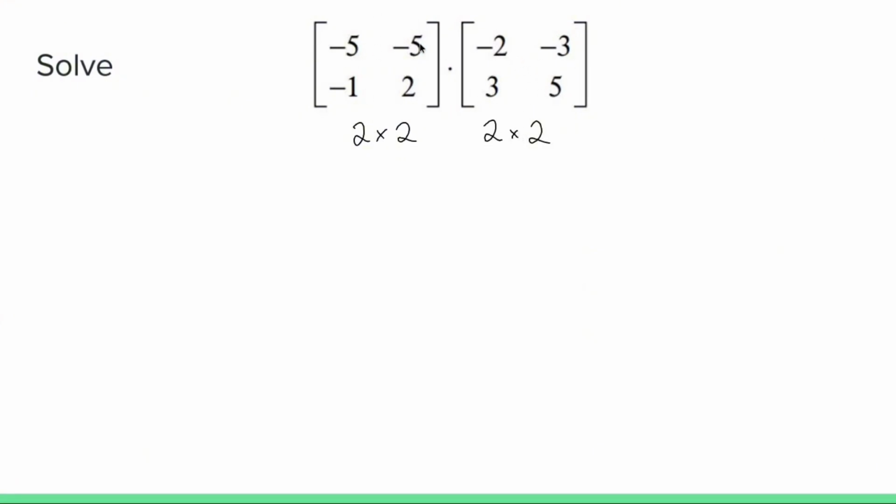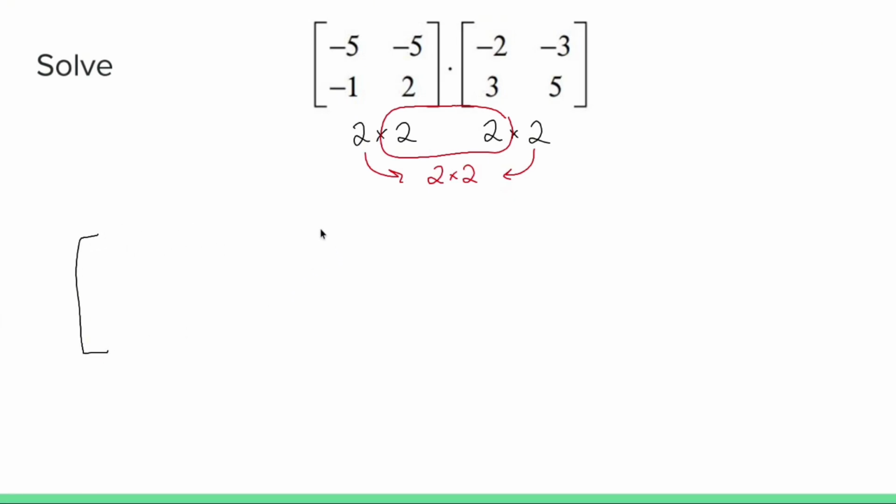Now, just because they have the same exact dimensions doesn't always mean you can multiply them together. You have to make sure that the number of columns of the first matrix matches the number of rows of the second matrix. Make sure these two are the same exact number, and they are. When you do that, your resultant matrix is going to be the two outside numbers. So we are going to end up with a 2 by 2 matrix here.